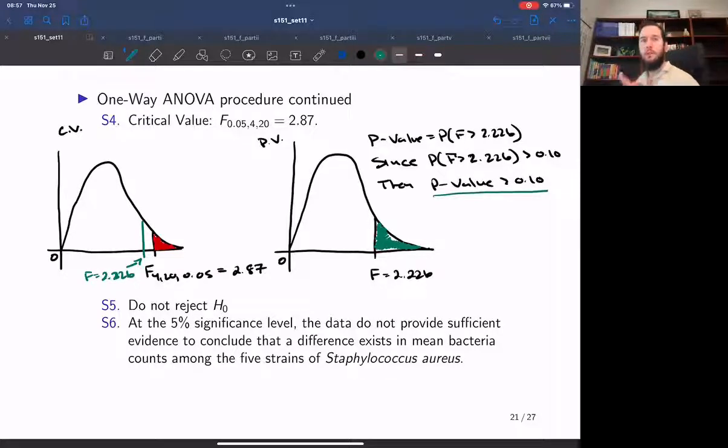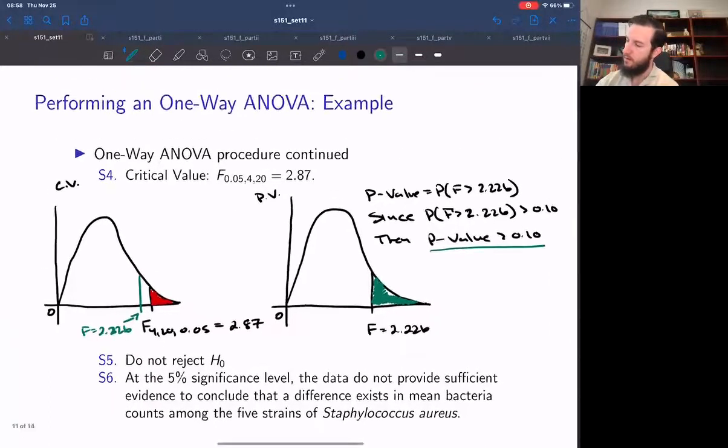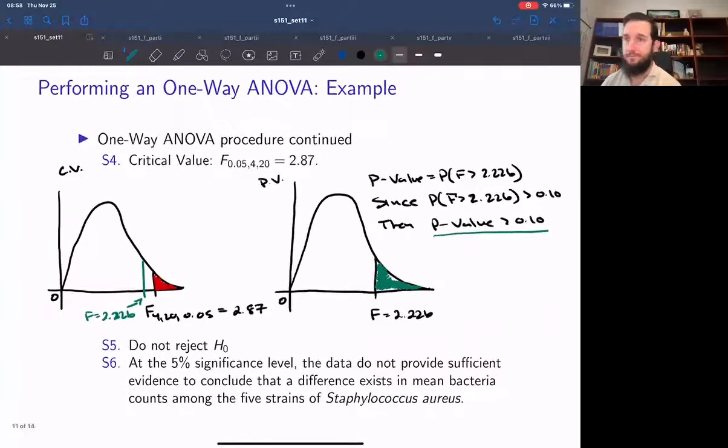Okay, so regardless of which approach you take, you can see the conclusion is the same. The test statistic does not get into the rejection region, so we do not reject based off of that value. The p-value is bigger than 0.1, so we do not reject based off the p-value. So then we can say, at the 5% significance level, the data do not provide sufficient evidence to conclude that a difference exists in mean bacteria counts among the 5 strains of this bacteria. Right? And that's an ANOVA procedure.